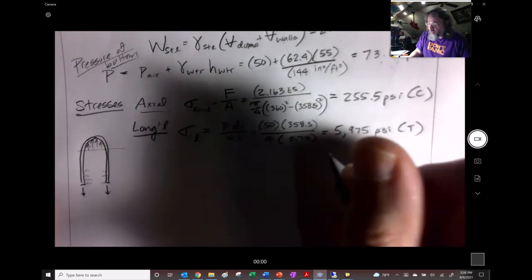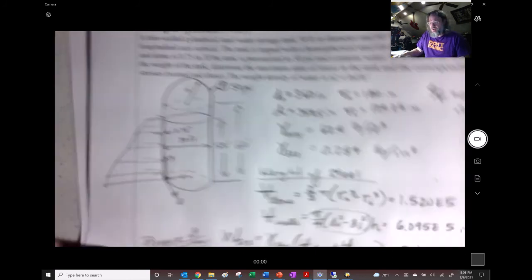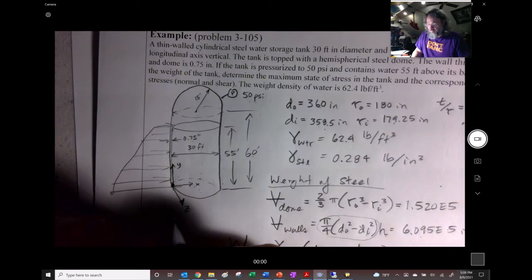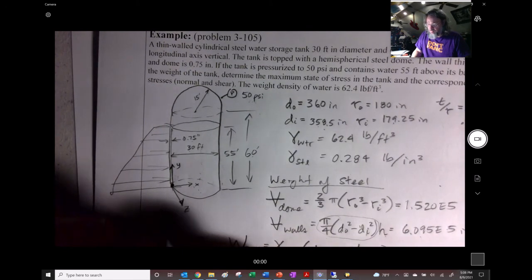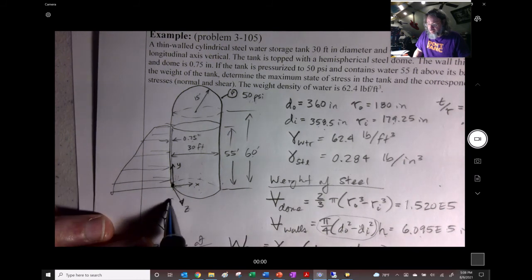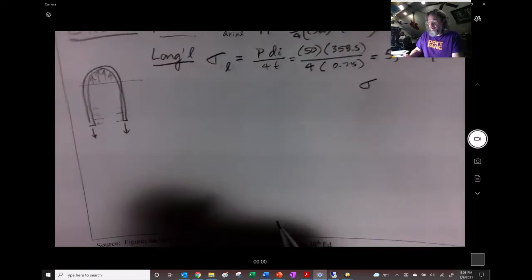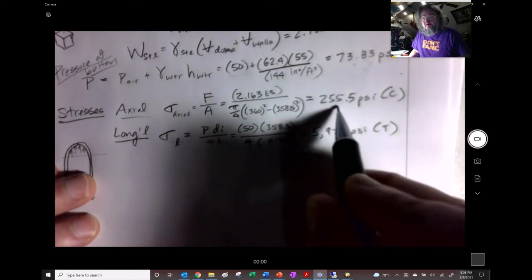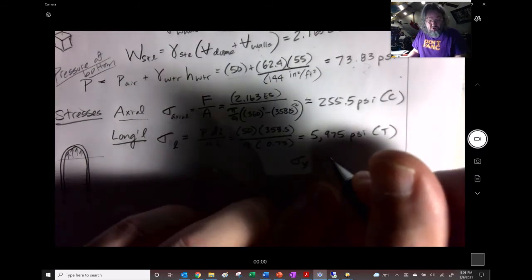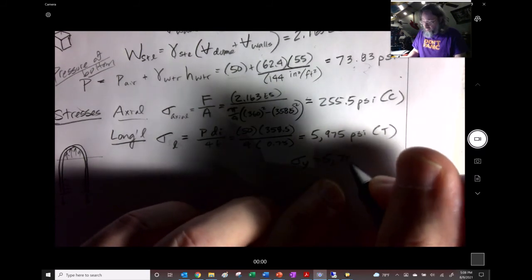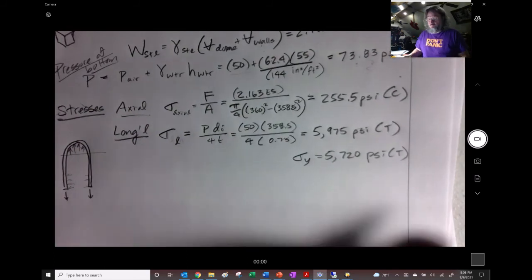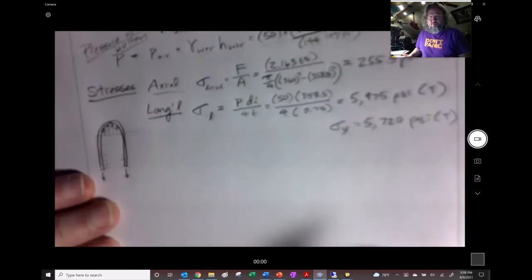So the sum total of my sigma, and I oriented it this way right here, for my little cube that we would have, in the sigma y direction right there, it's just going to be 5,975 minus 255.5, which ends up being 5,720 psi tension. So that's really the only combined stress type of deal that's going on here.